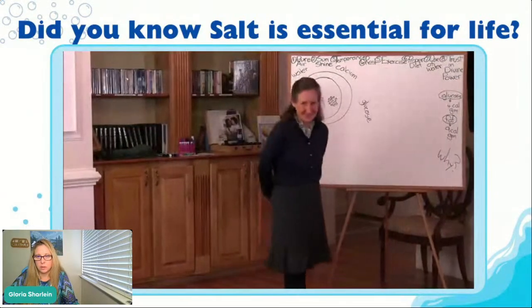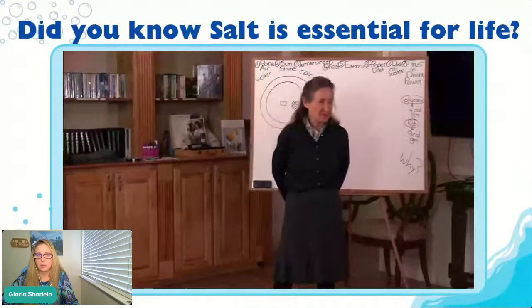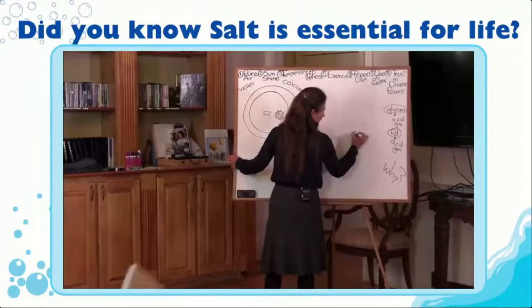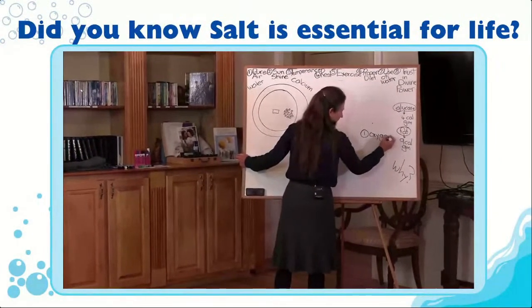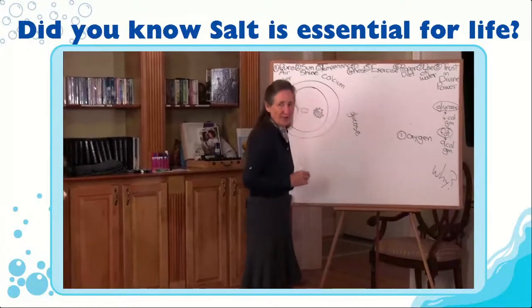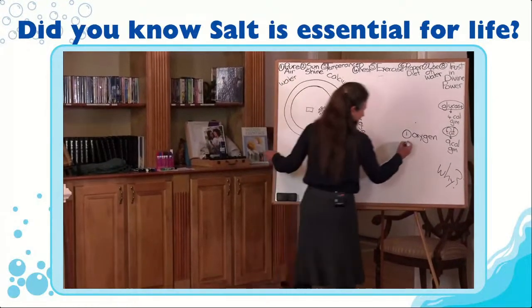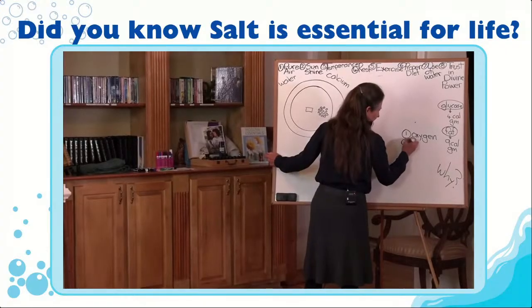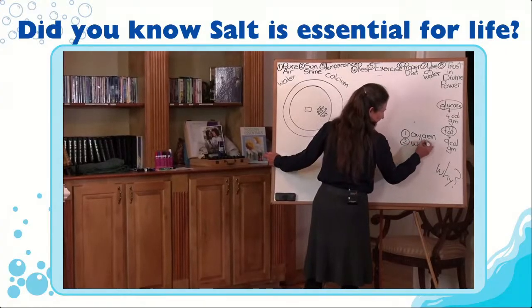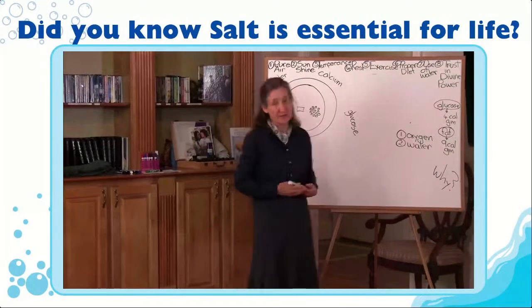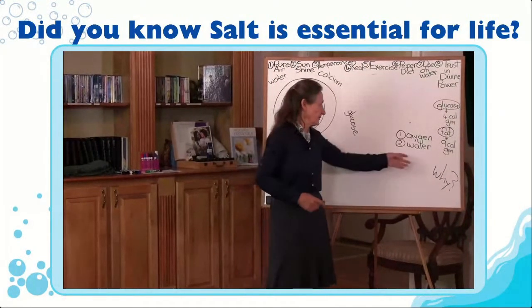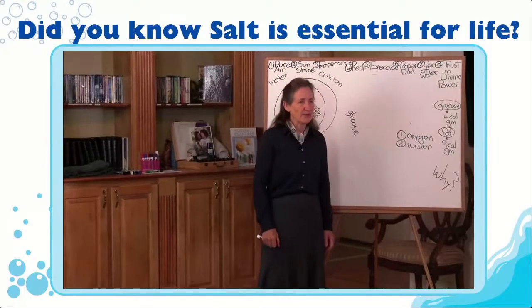Water, the second most vital element needed for life. So the number one vital element needed for life is oxygen. And that's not a surprise, is it? The second most vital element needed for life is water. You can go 3 minutes without oxygen. You can go a couple of weeks without water.